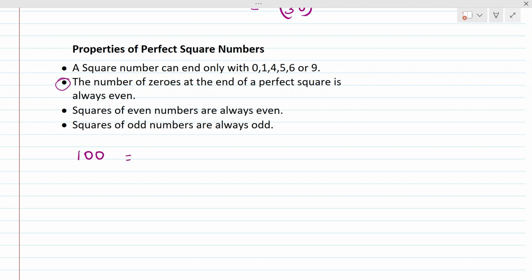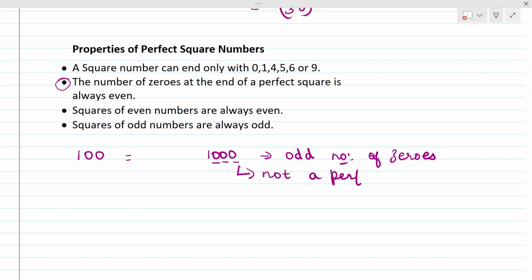This one I will explain now. If we have 100, then it is a perfect square number. But if we have 1000, that is we have 3 zeros here, that is an odd number of zeros. That means this is not a perfect square. If at the end of a number you have an even number of zeros, 100 is two zeros, that means it is 10 square. 100 is a perfect square. So the number of zeros at the end of a perfect square number should always be even.